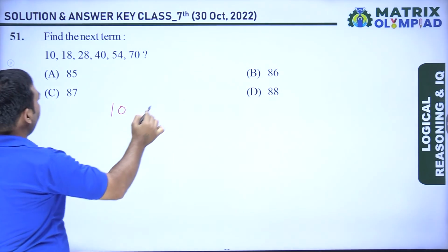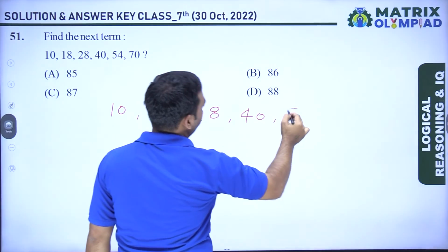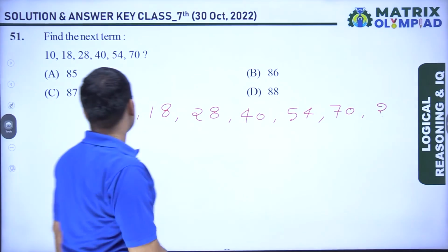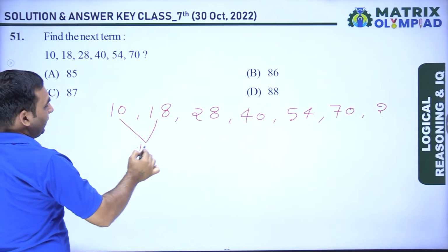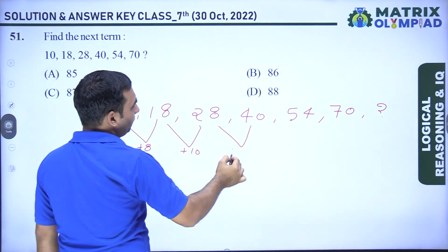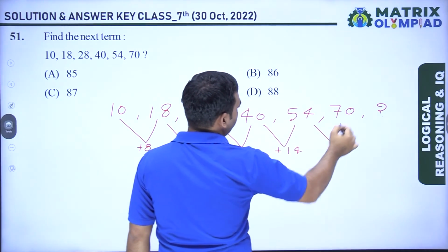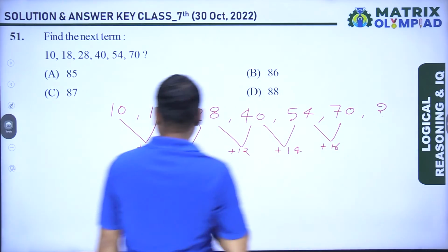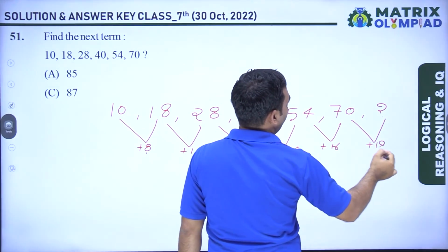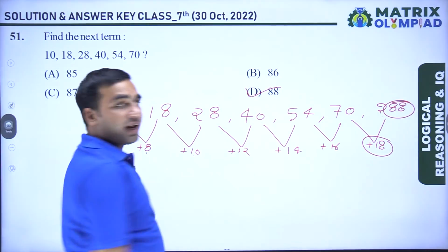Question number 1 says, find the next term: 10, 18, 28, 40, 54 and 70. What is the next term? As you see, 10 to 18 plus 8, 18 to 28 plus 10, 28 to 40 plus 12, 40 to 54 plus 14, then 54 to 70 plus 16. 8, 10, 12, 14, 16. What will the next term be? 18. If 18 is added to 70, our answer is 88. Option D is the correct answer.